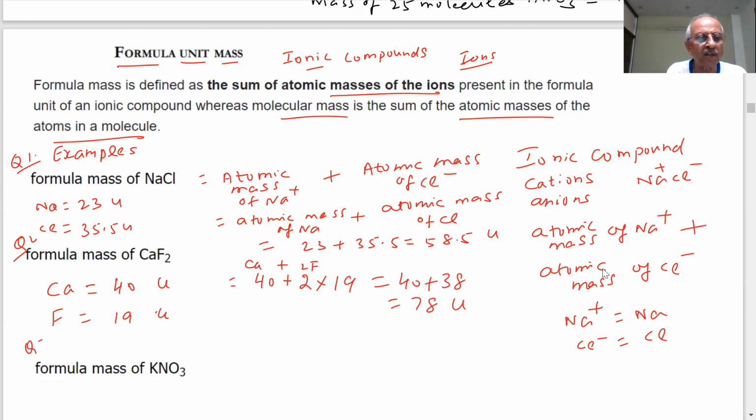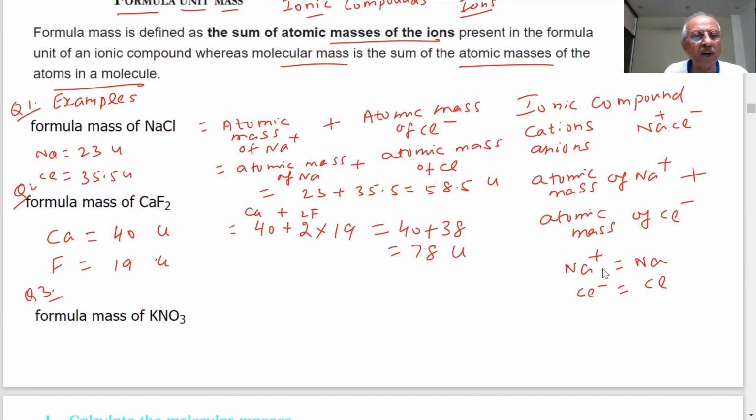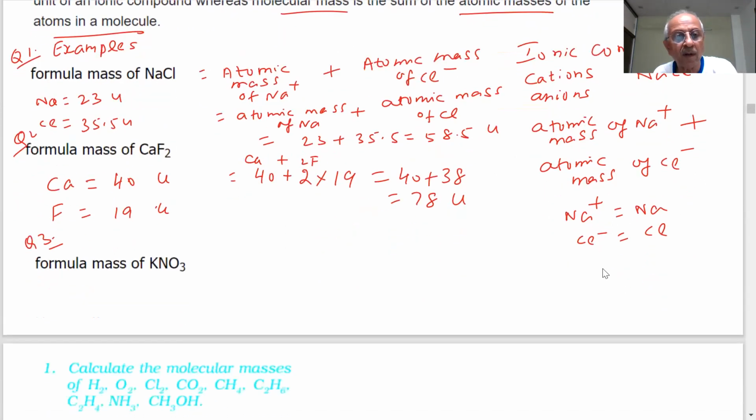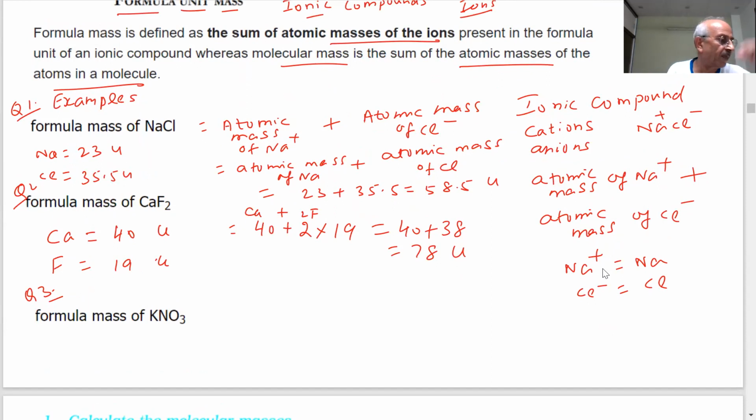Question number 3 on the screen. The more questions we solve, the better it is, because we learn more, students. What is the formula mass of KNO3, students? KNO3.